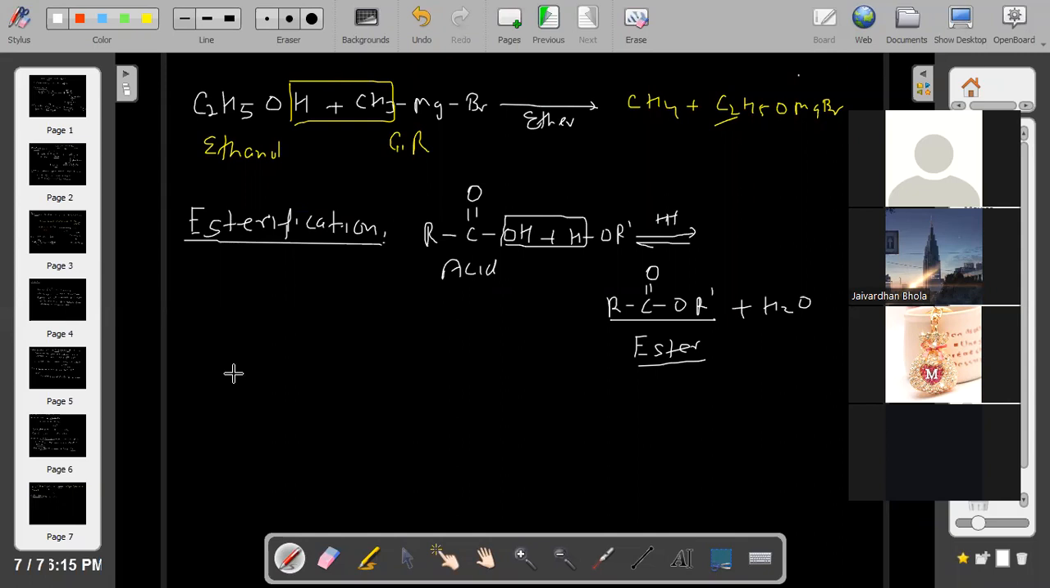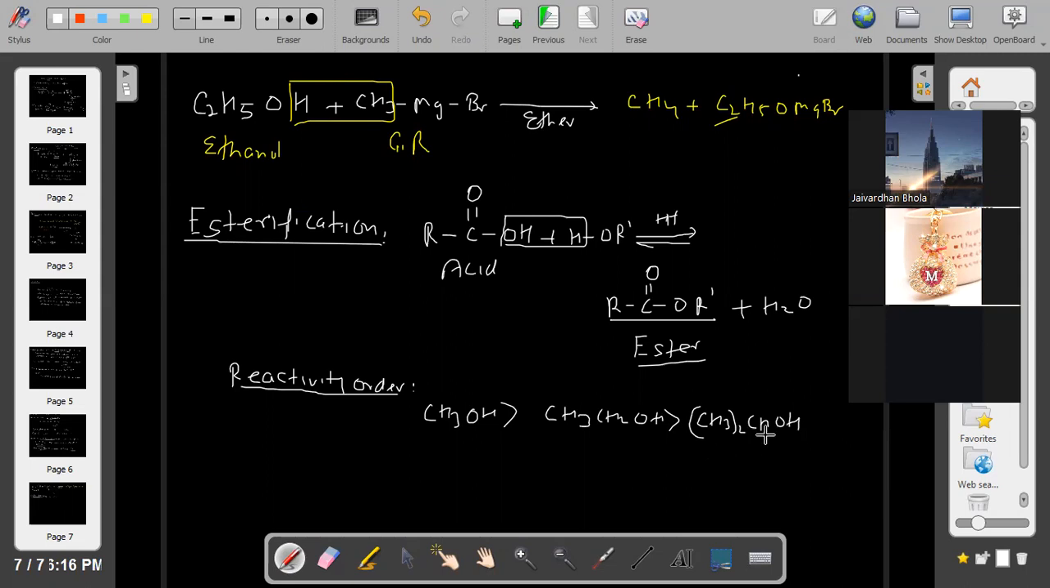The reactivity order will be: CH3OH, a primary alcohol; then the other primary alcohols, CH3CH2OH; then secondary alcohol, (CH3)2CHOH; and then one very poor, tertiary alcohol, (CH3)3COH. This is the order of reactivity.